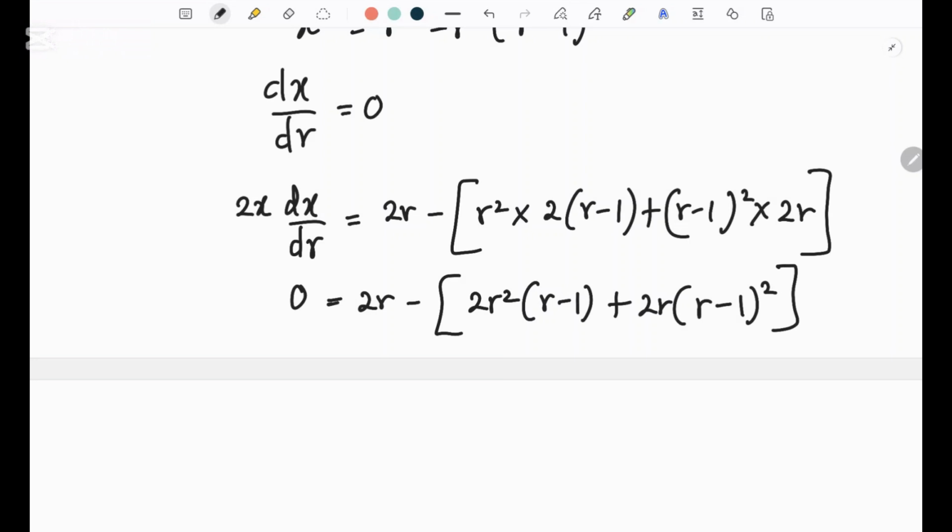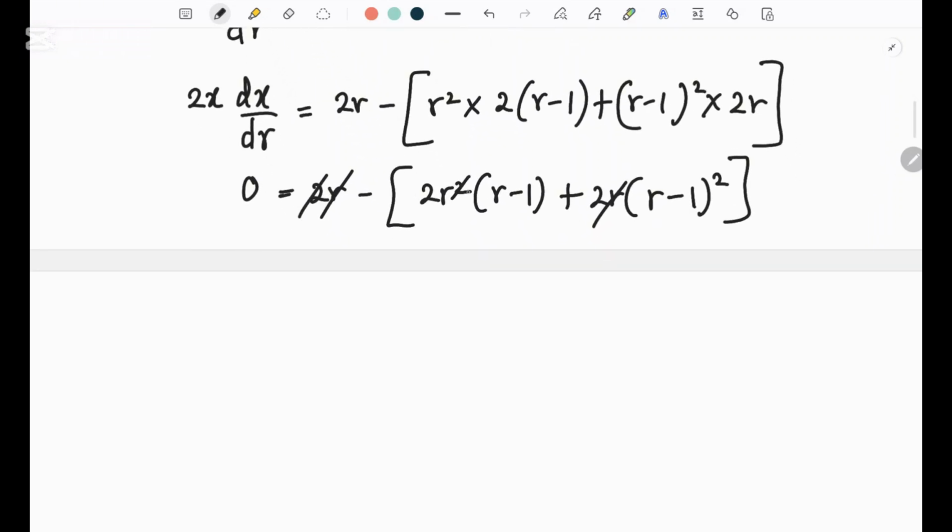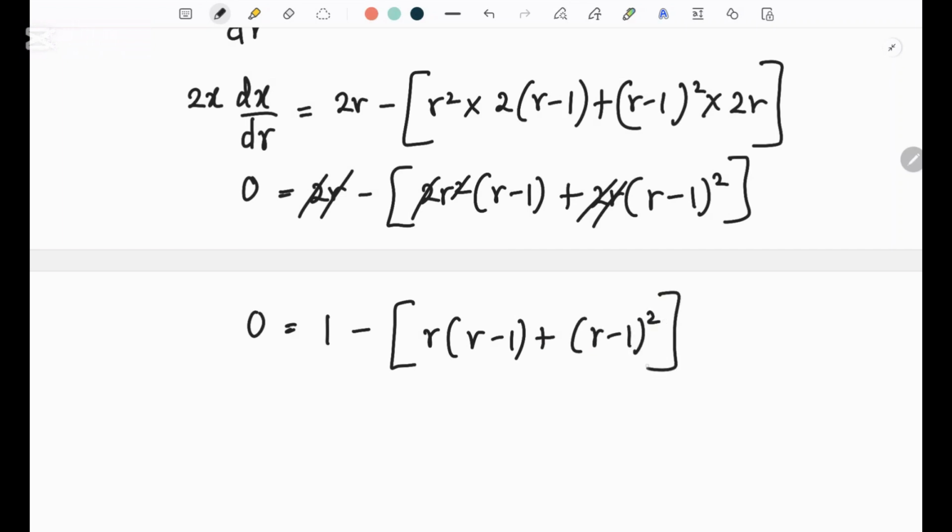Now you can see r is common everywhere, so you could cancel that off. This is what you end up with, and 2 is common too, so you can cancel that off too. Now you have 0 equals 1 minus r into (r minus 1) plus (r minus 1) in brackets squared. So you could take this onto the left side, and it becomes r into (r minus 1) plus (r minus 1) squared equals 1.